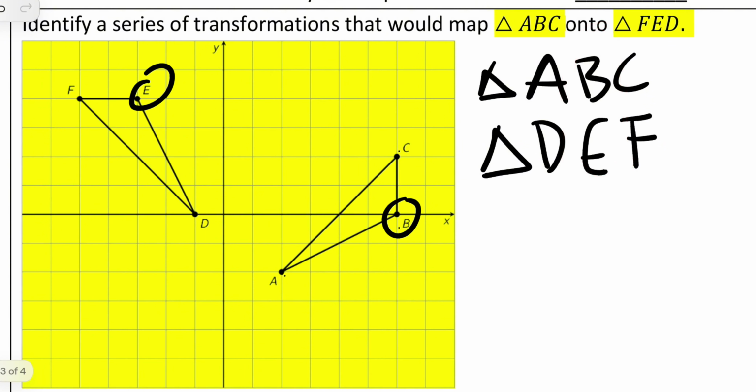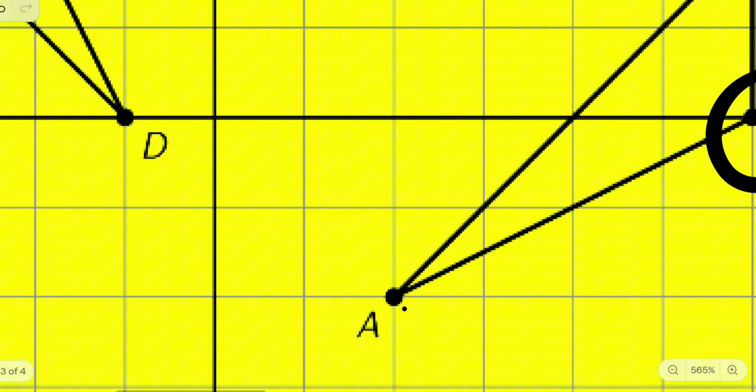Okay, now that we've established that, we're trying to figure out how we can map this triangle onto this one. My first thinking is that we want to get the points on top of one another if we can. So I'm going to try to get point A onto point D. Point A is 1, 2, 1, 2, 3 away. So we are down 2 from D, and we are to the right 3.